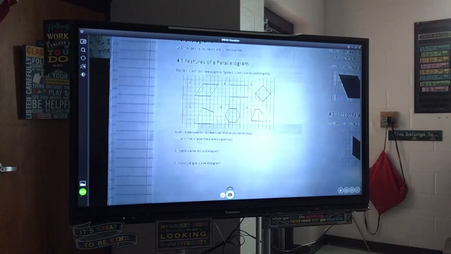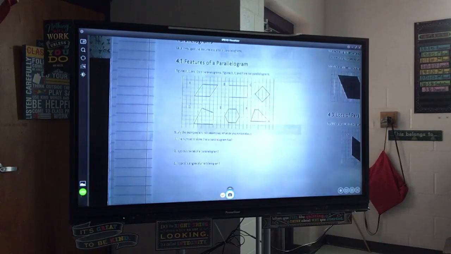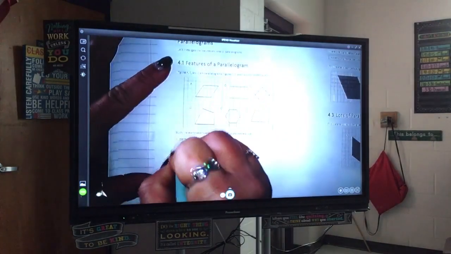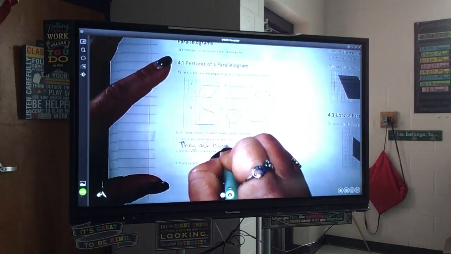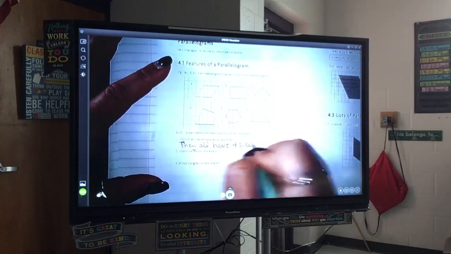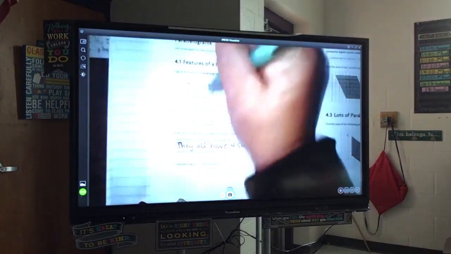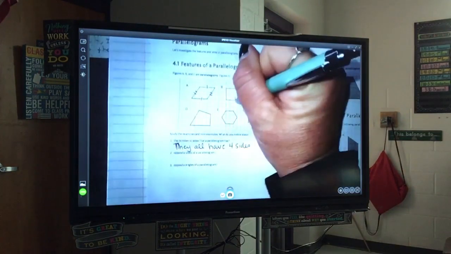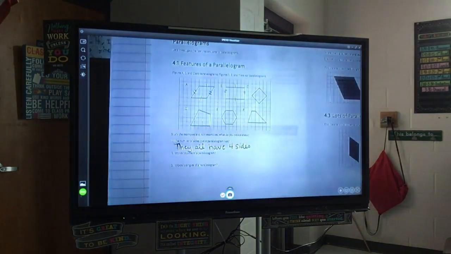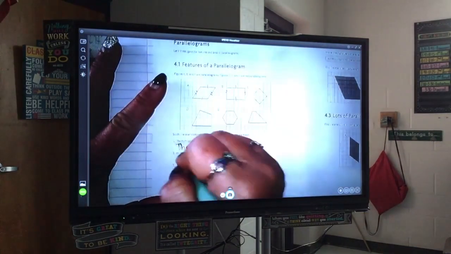So, what do you notice about the number of sides of a parallelogram? What do we notice about A, B, and C? They all have what? Ronnie? They have 4 sides. Okay. What about the opposite sides of a parallelogram? So this side and this side. This side and this side. This side, this side, this side, this side. What do we notice about them? Aiden? They're parallel. Okay.